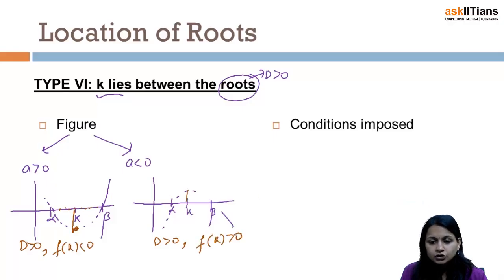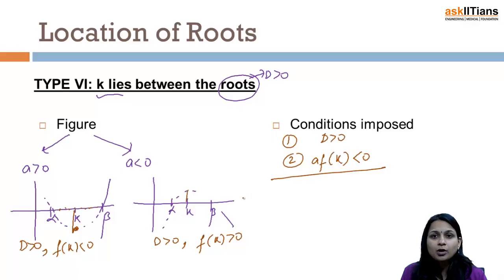So if we want to put the conditions together, we have discriminant D greater than 0. Now a greater than 0, f(k) is less than 0; a less than 0, f(k) greater than 0. So together we can say that the product a times f(k) is always less than 0. So these two conditions will properly give me type 6, which is k lying between the roots.